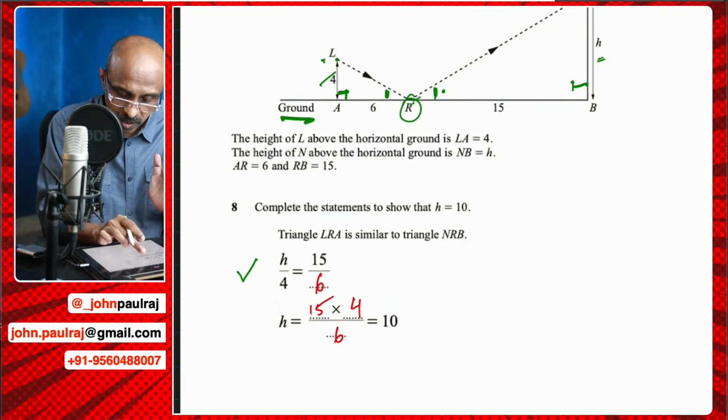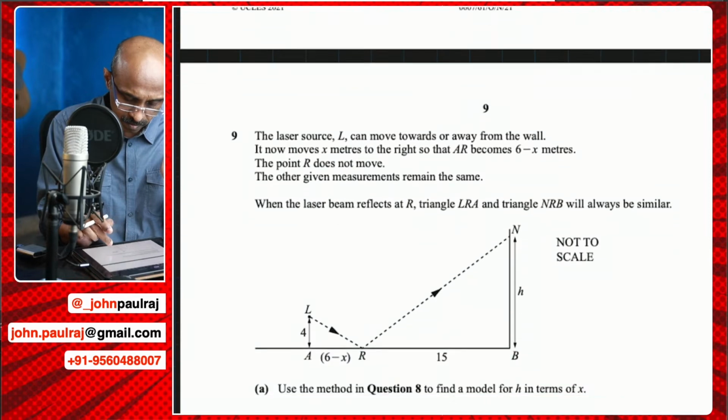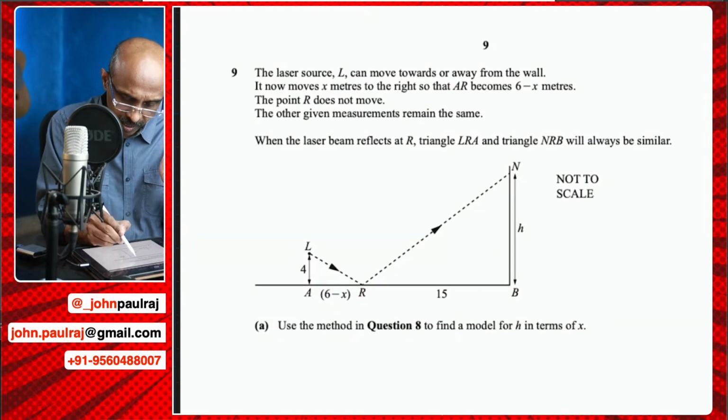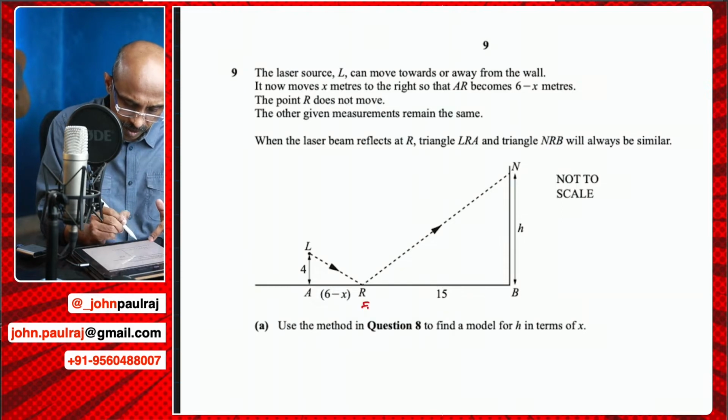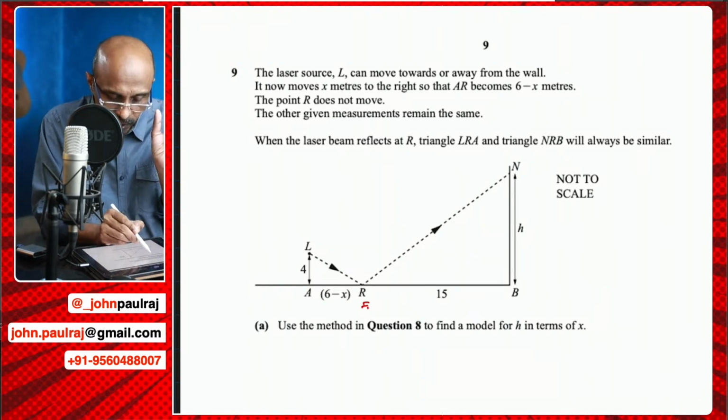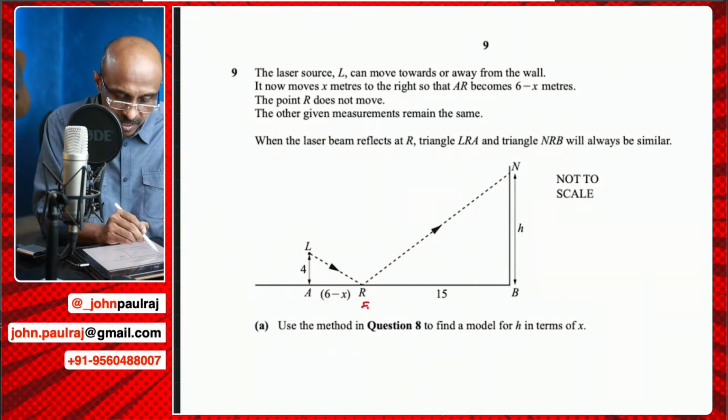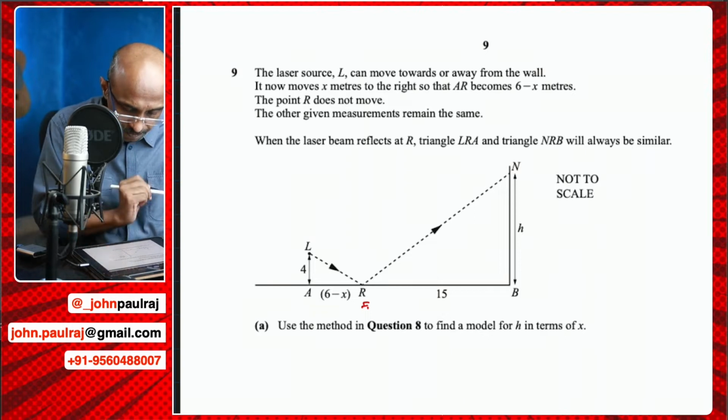If R is where it's reflecting from, that point A has moved to the right, so AR becomes 6 minus X. This R has remained fixed, and AR has become 6 minus X. The point R does not move. It remains fixed. The other measurements remain the same.